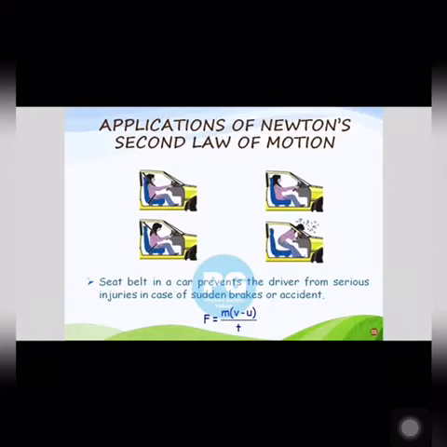Now let us see the next example, that is use of seat belts in cars. All the cars these days are provided with seat belts for the passengers, which are rightly called safety belts. The purpose of seat belts is to prevent injuries to the passengers in case of an accident or in case of sudden application of brakes. And in both the cases, the large momentum of the car reduces to zero in a very short interval of time, resulting in the development of a large force causing injuries.